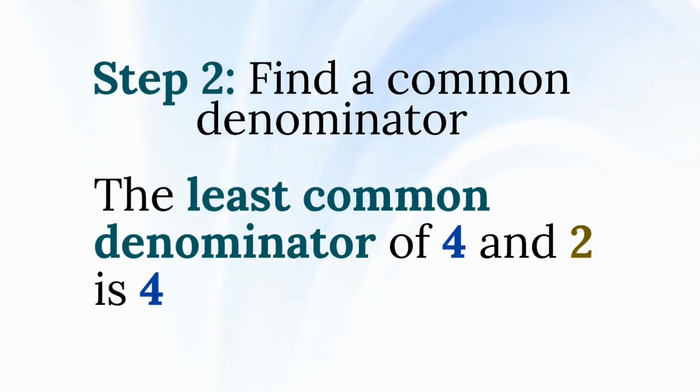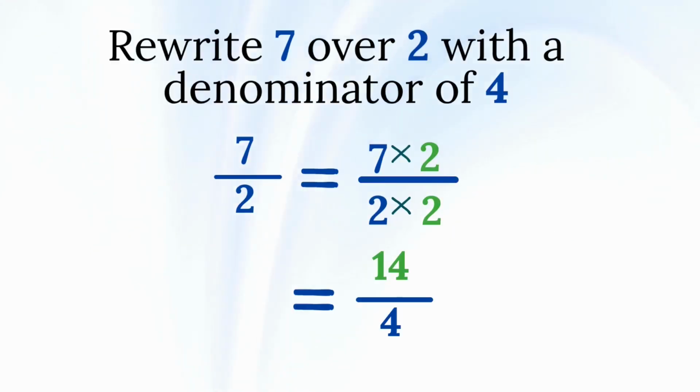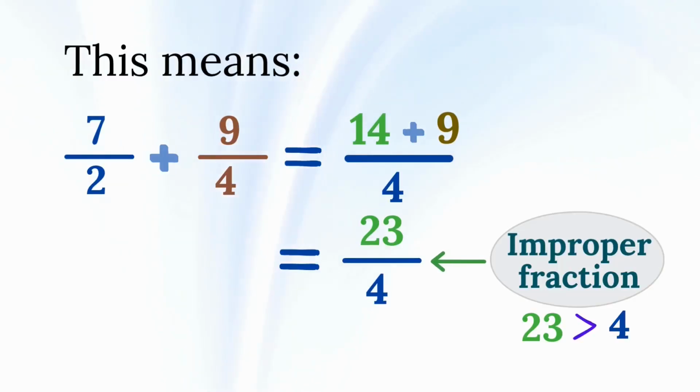Step 2. Find a common denominator. The least common denominator of 4 and 2 is 4. So, 7/2 equals 14/4. Step 3. Add the fractions. Now we have 14/4 plus 9/4. Add the numerators. 14 plus 9 equals 23. Keep the denominator the same, so the sum is 23/4.